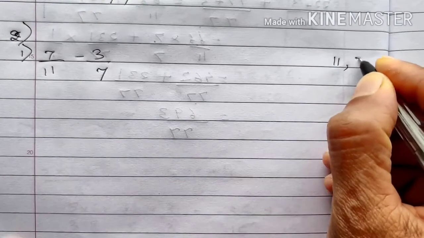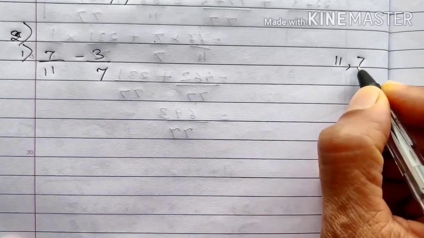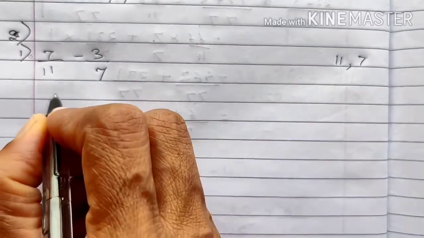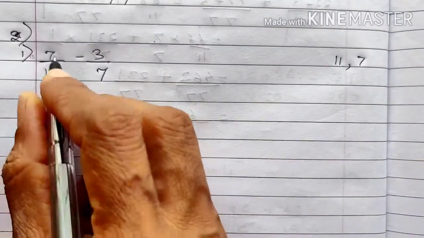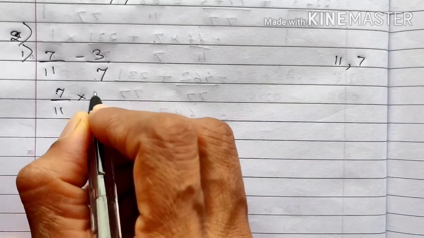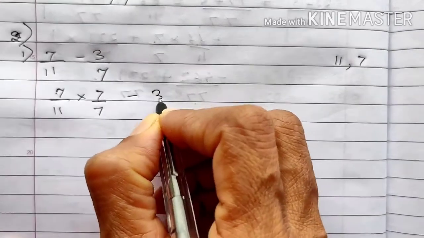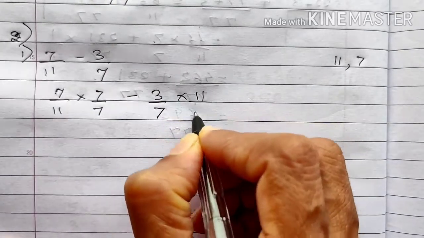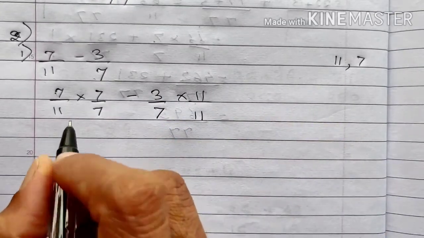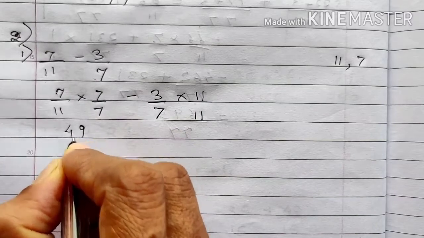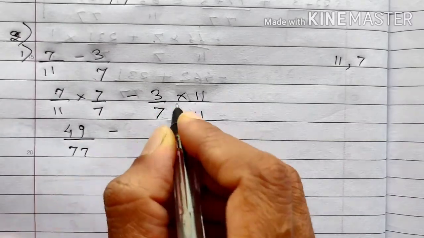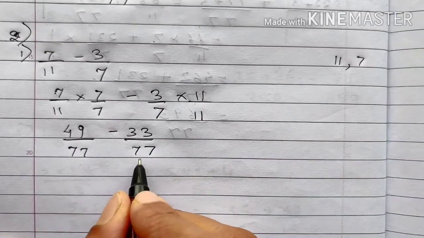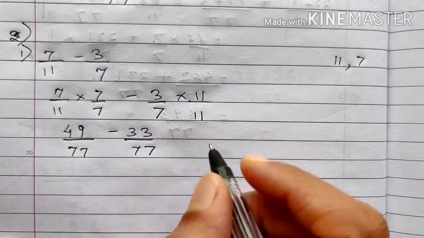You have 11 and 7. There's no common multiple, right, because both these are prime numbers. So you will have 11 and 7. So what we'll do is 7 upon 11, you'll have to cross multiply, right? So this you'll multiply by 7, and 3 upon 7 you will multiply by 11. And why we are doing this? Just to have common denominator. So now you see you have common denominators, and then you can proceed with the subtraction.